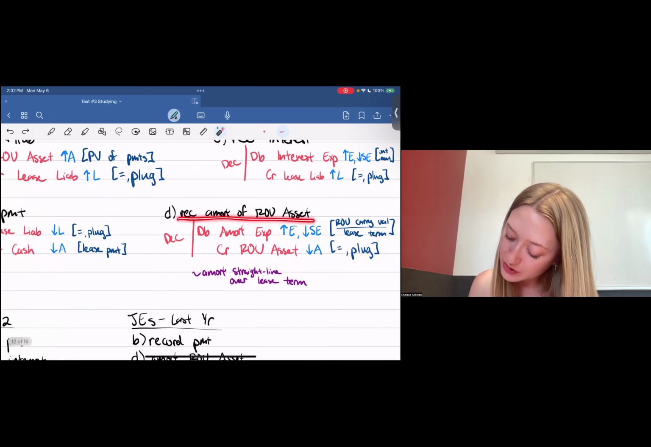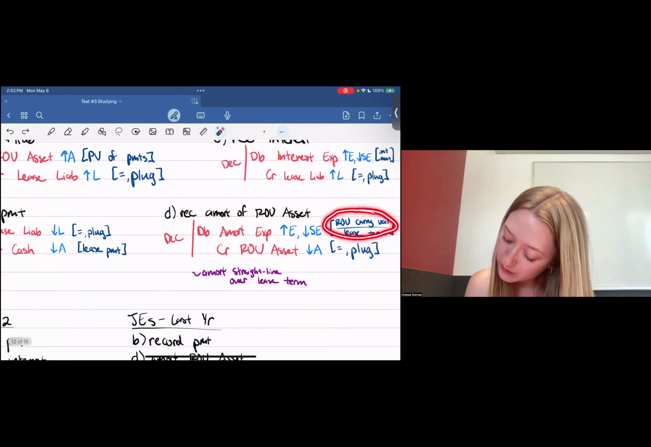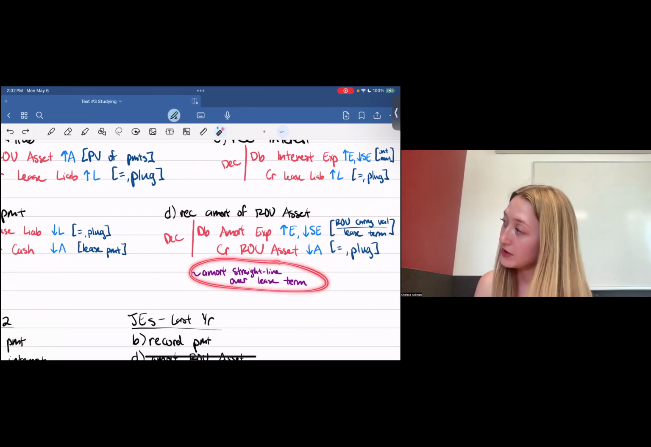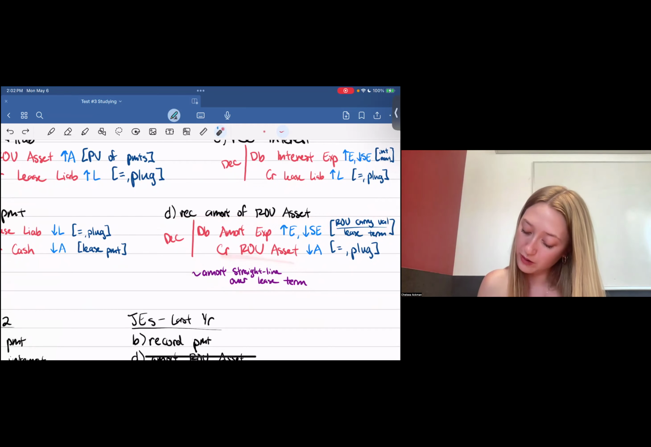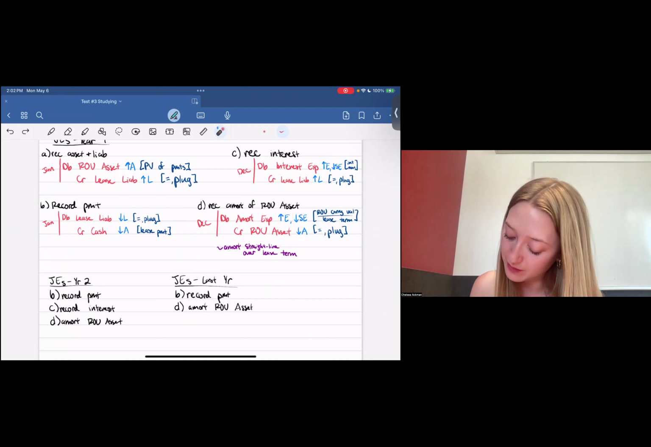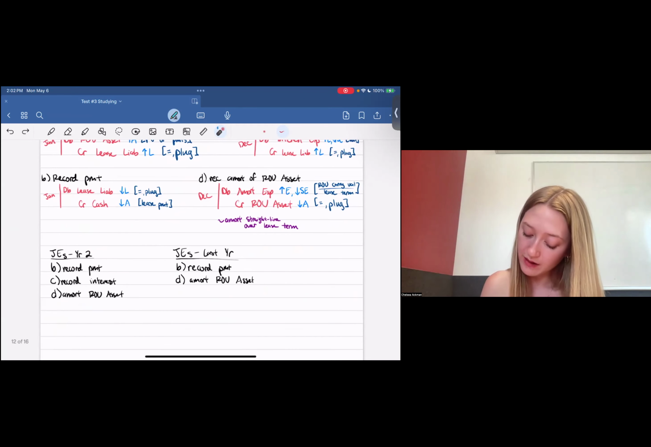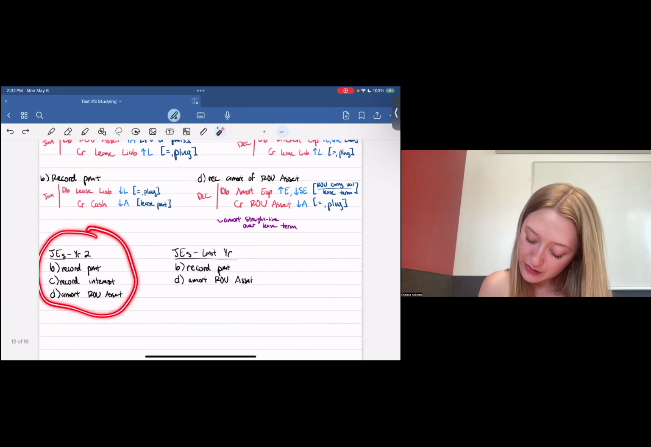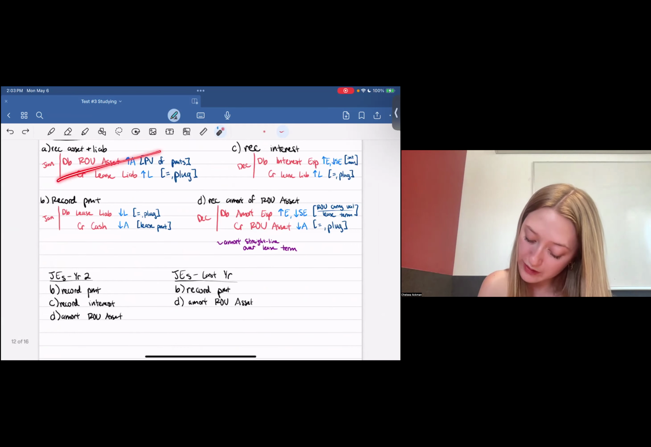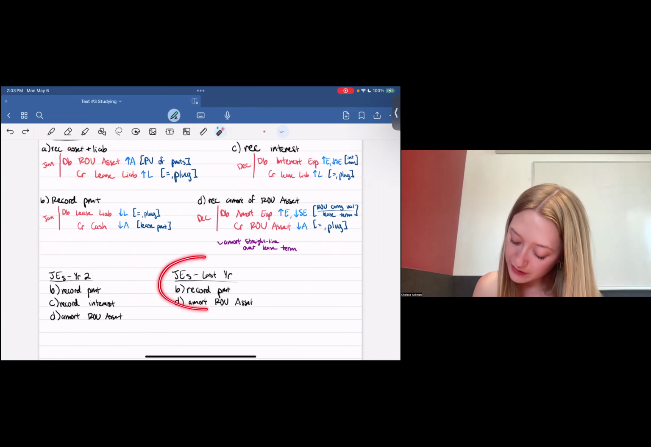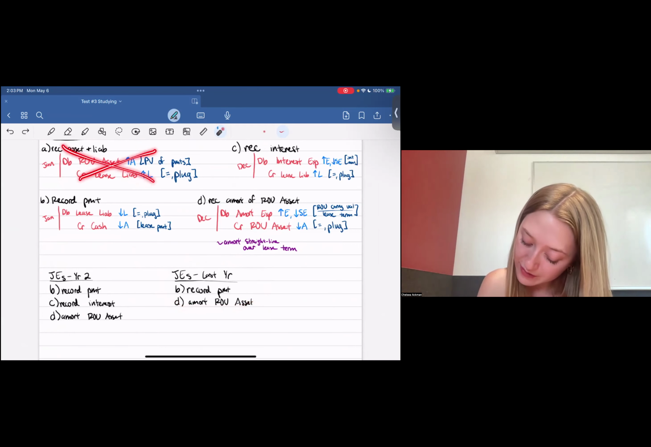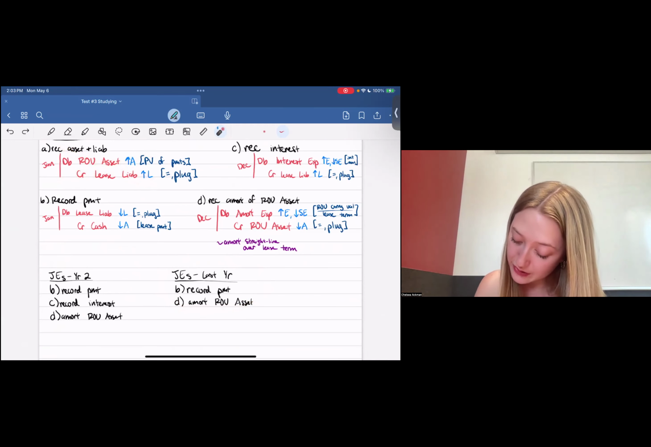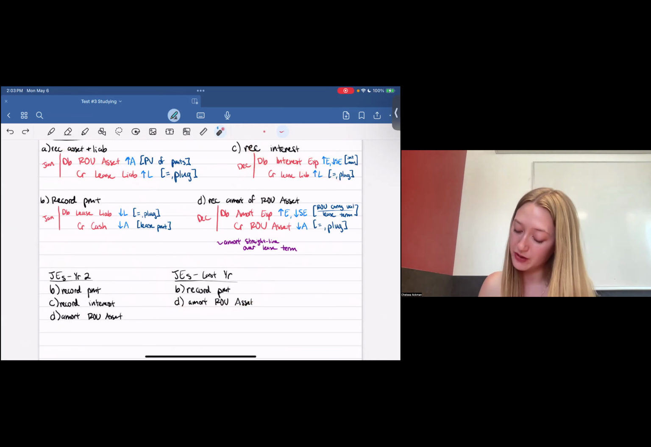And to record amortization, we do the ROU carry value over the lease term to get the straight line amortization, and then credit our ROU asset since obviously we're amortizing it. And then for year 2, there's no entry to record the asset and liability. For the last year, there's again no recording, and there's also no interest because there's no interest in that last year.